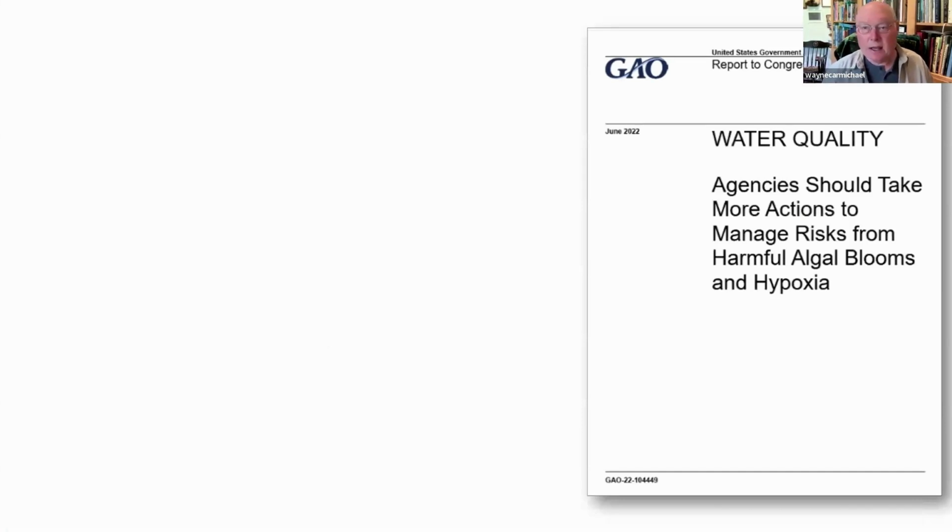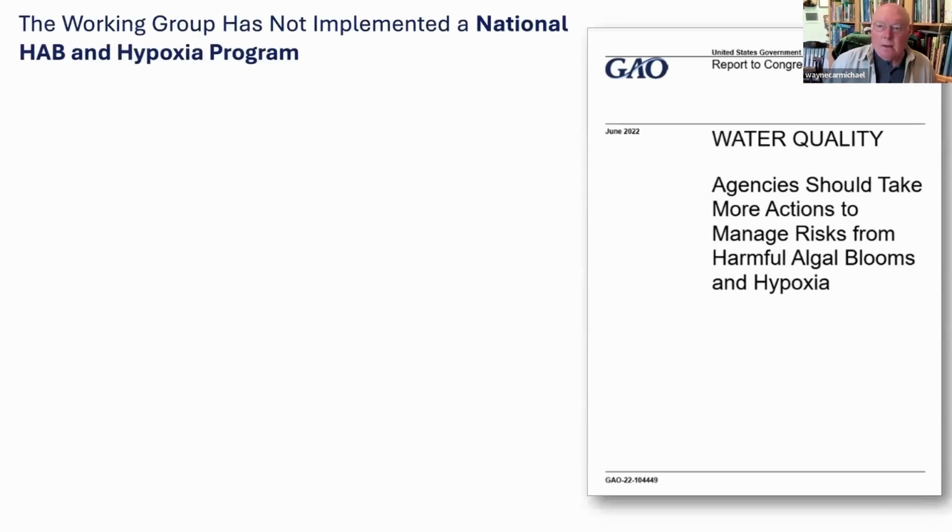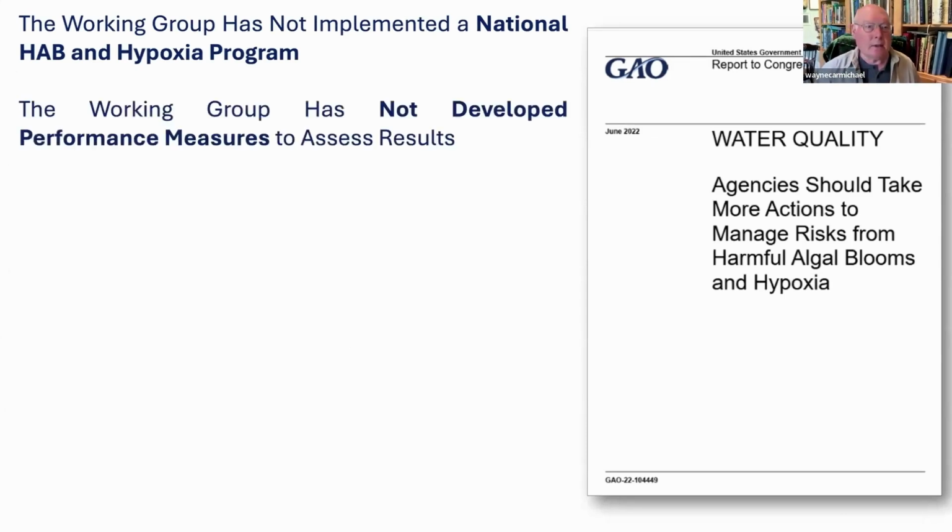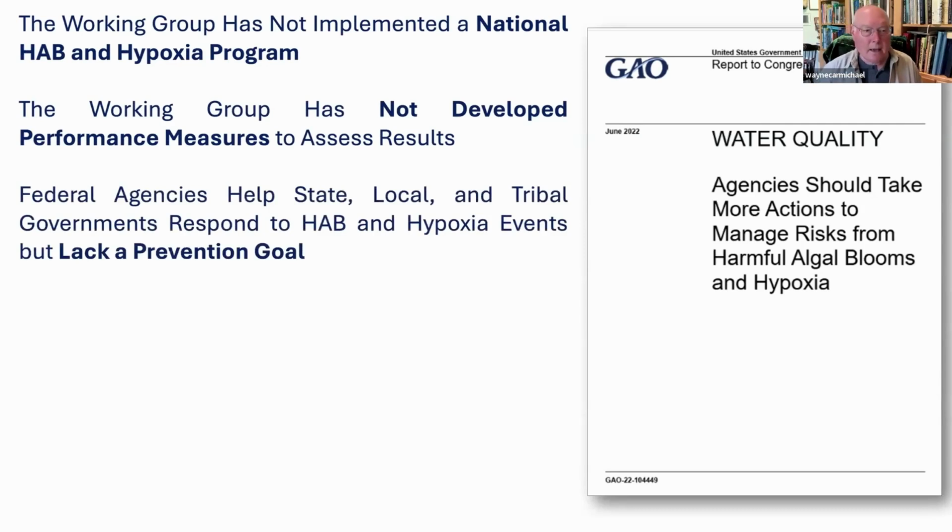Let's go back to that GAO report that I mentioned earlier. Coming out of that report were lots of recommendations, but what's happened to those recommendations? Well, that working group has not implemented a national HAB and hypoxia program. The working group has not developed performance measures to assess the results. What they have done is help state, local, and tribal governments respond to HAB events and hypoxic events, but that lacks prevention.